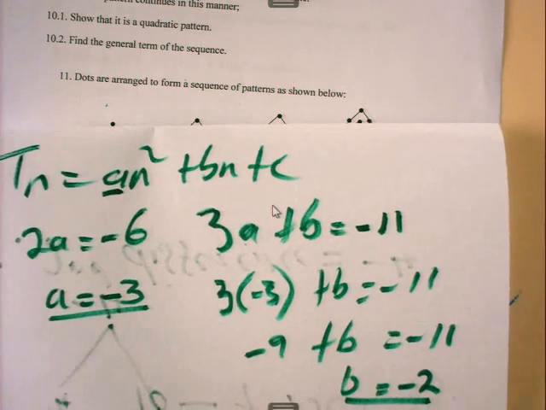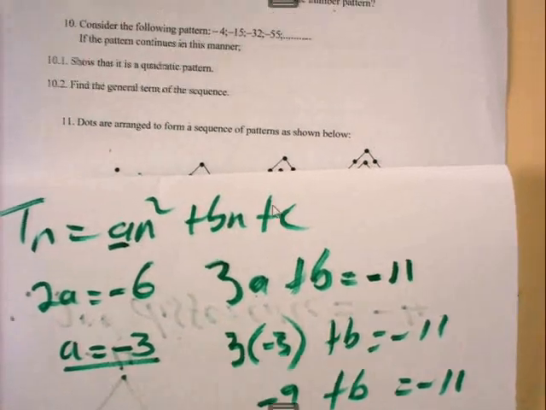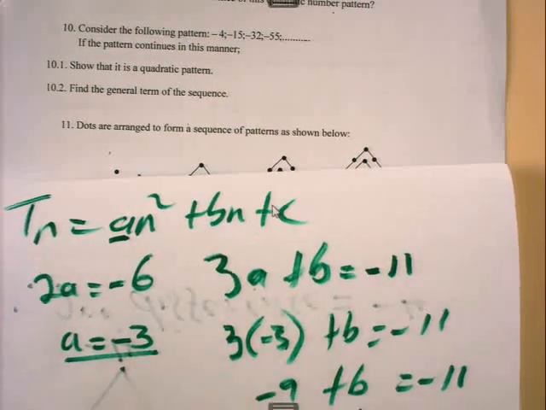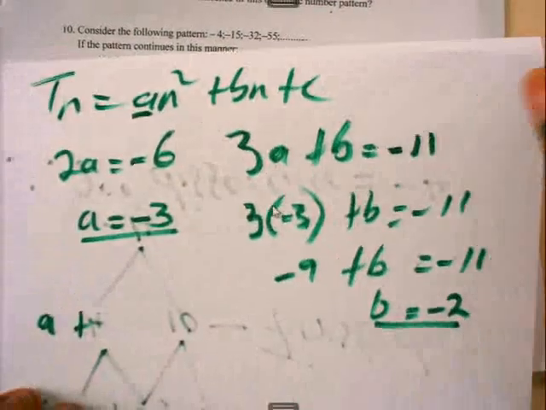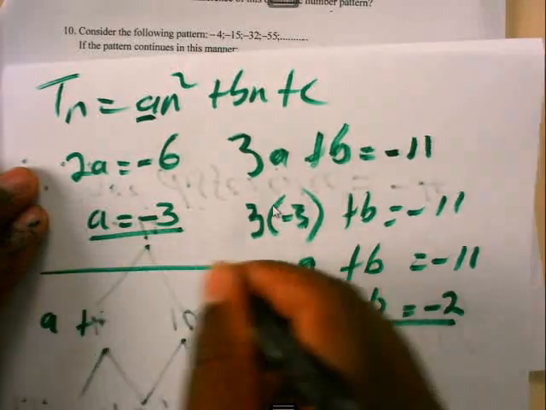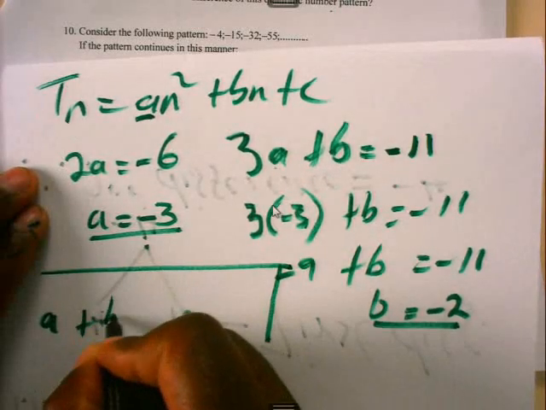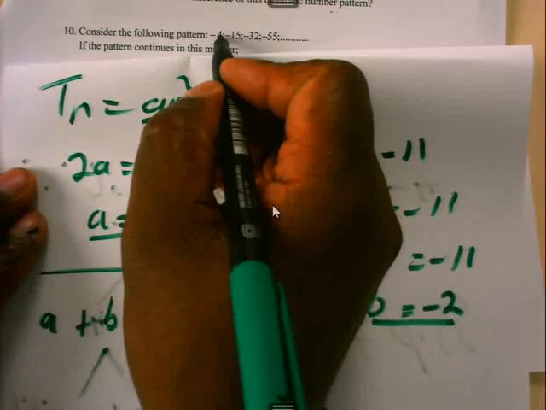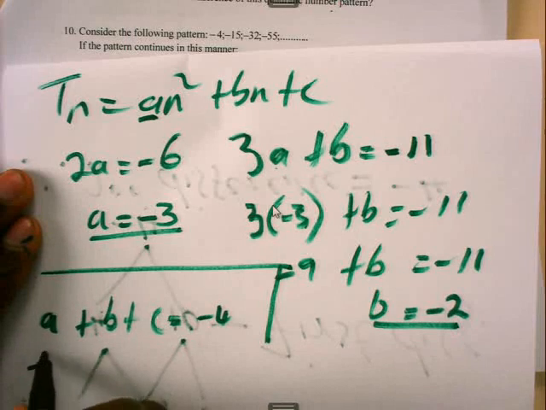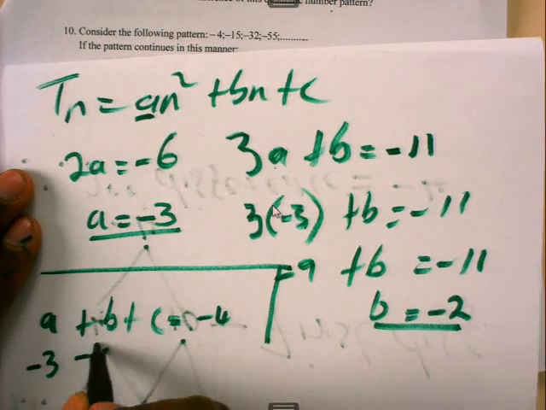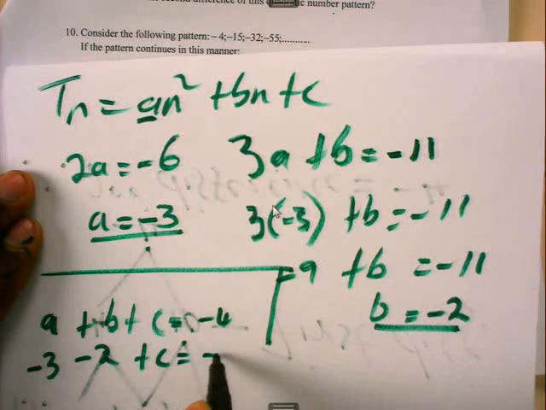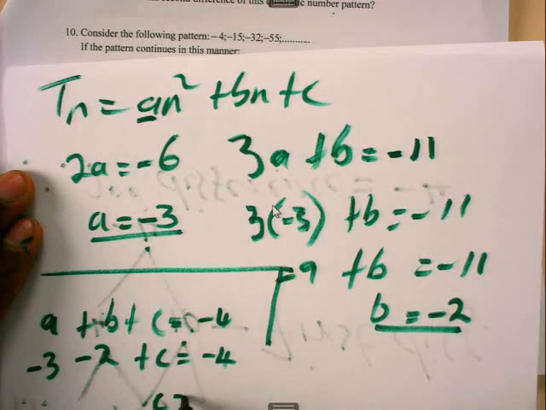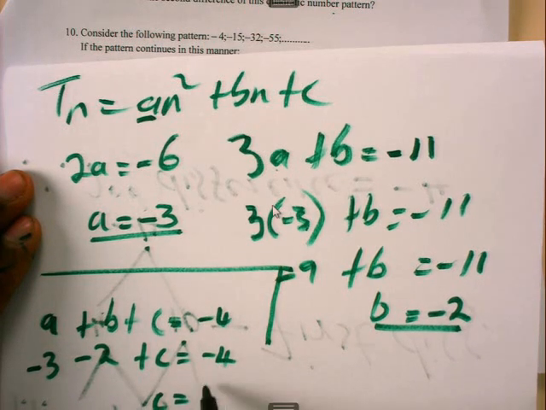To determine the value of c, remember we say a plus b, I'm sorry for that, a plus b plus c must give us -4, which is the first term. Our first term was -4. So the value of a is -3, b is -2, plus c is equal to -4. You transpose -3 and -2 to give you -5. -5, transpose it to the right. So -4 plus 5 will give you 1.